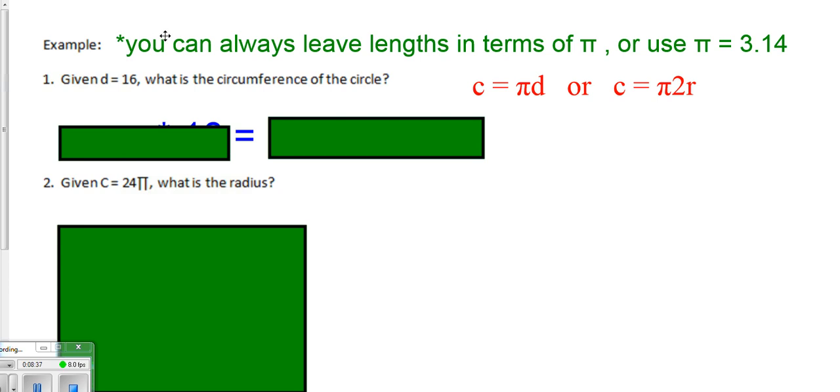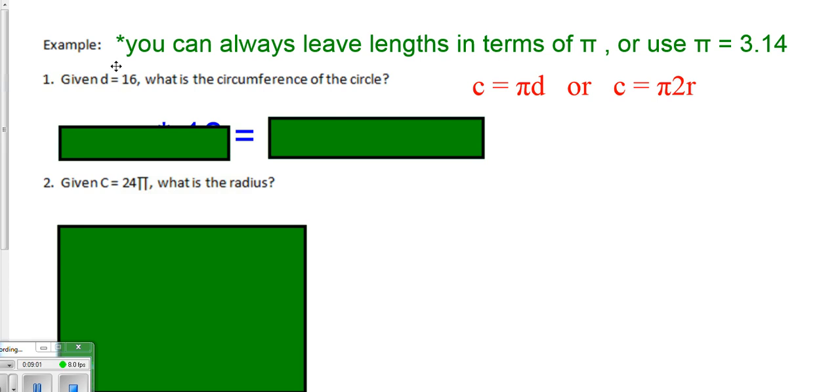Let's look at another example. You can always leave lengths in terms of pi. So if your diameter is 13, you would just say the circumference is 13 pi. Or you can actually multiply it out using pi as 3.14. So remember, circumference we can either write as pi times the diameter or pi times 2 times r.